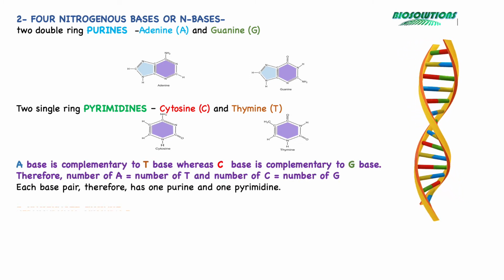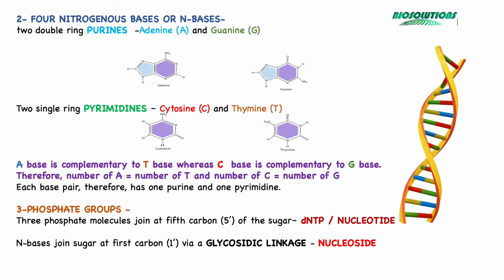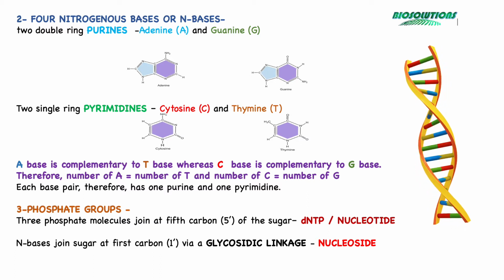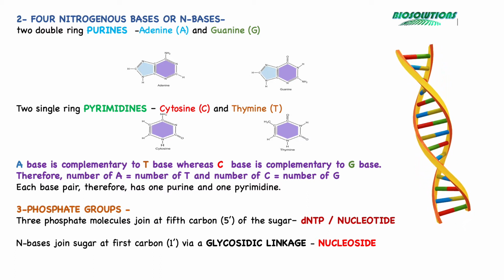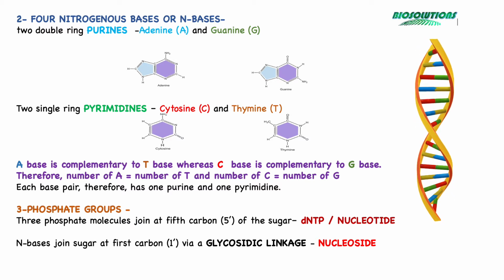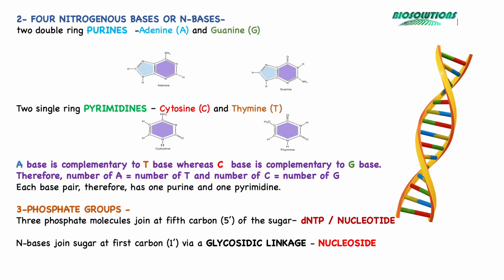Adenine and thymine are complementary and cytosine and guanine are complementary. Therefore, number of A bases will be same as number of T bases and number of C bases will be same as number of G bases. The phosphate molecules are the third component.